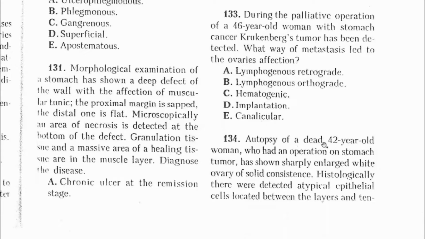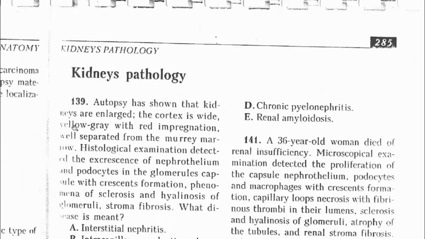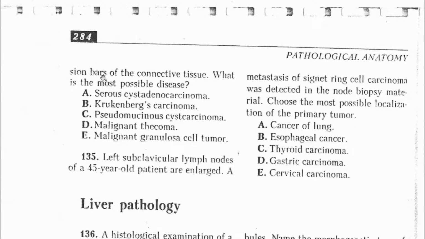34. Autopsy of a dead 42-year-old woman who had an operation on the stomach tumor has shown a sharply enlarged white ovary of solid consistency. Histologically, there were detected atypical epithelial cells located between the layers and bars of the connective tissue. What is the most possible disease? Of course, we're talking about Gruenberg's carcinoma. So this is B.